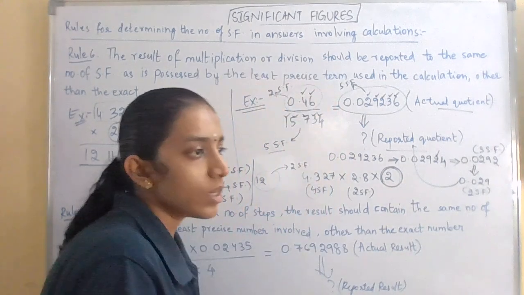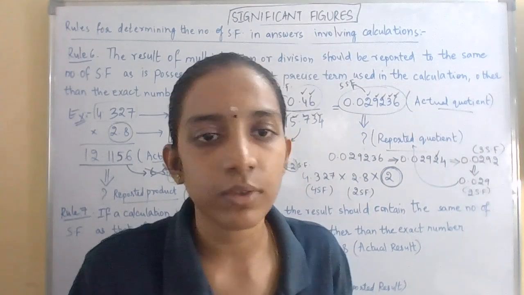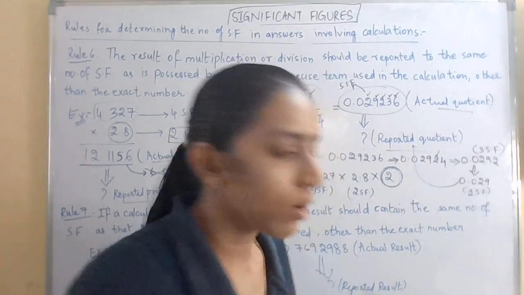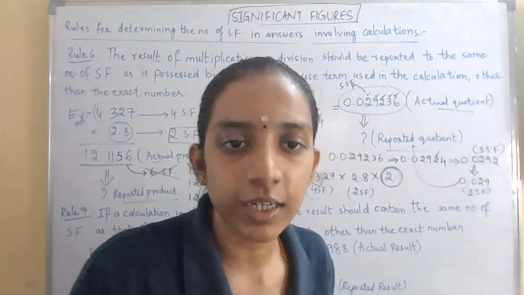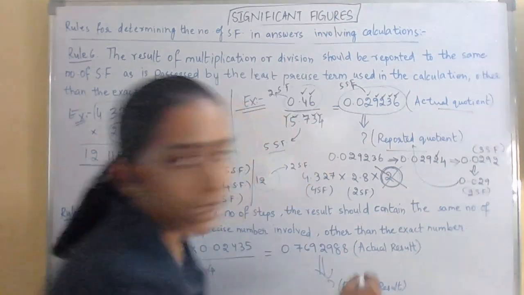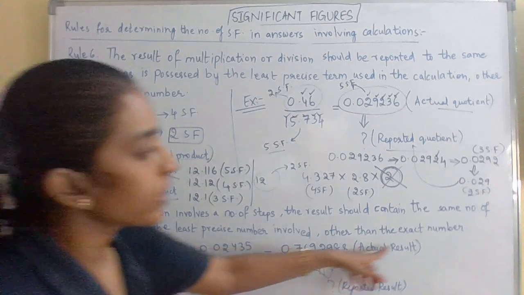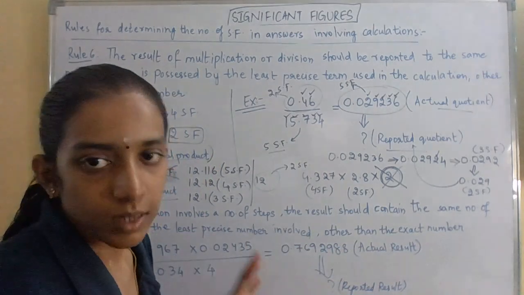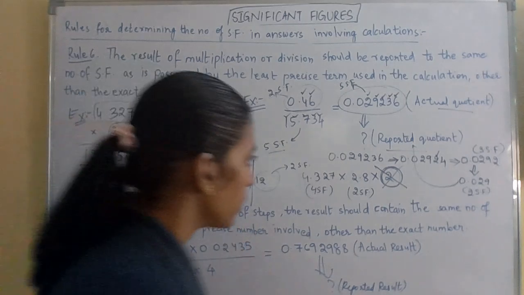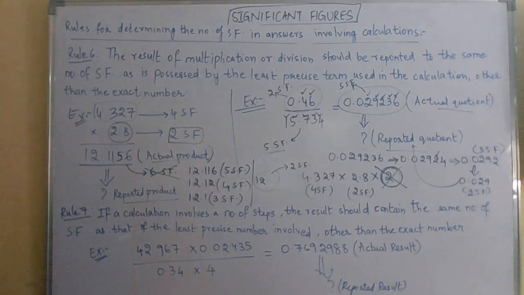Exact number means it has no uncertainty, no estimation, no rounding off. Such numbers are called exact numbers. They have certainty. So here we will not consider this exact number. In rule 6 as well as in rule 7, we will not be considering the exact number in the number of significant figures. So that is about exact numbers.